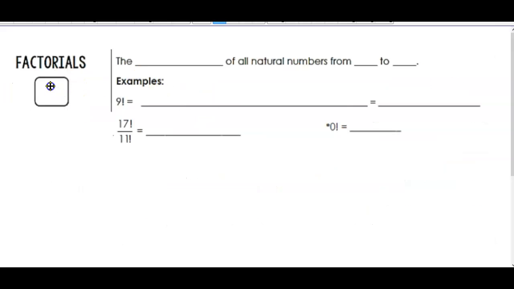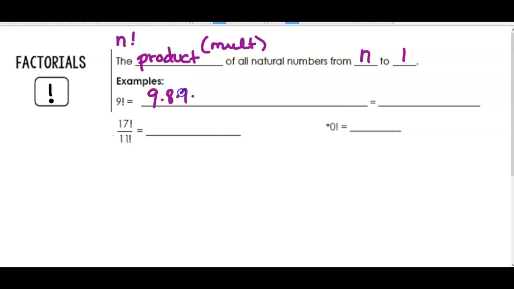I apologize. Factorial is this symbol, okay? And what factorial means is the product, in other words, you're multiplying, of all natural numbers. So if you write n factorial, it means the product of all natural numbers from n down to 1. For example, 9 factorial means 9 times 8 times 7 times 6 times 5 times 4 times 3 times 2 times 1.